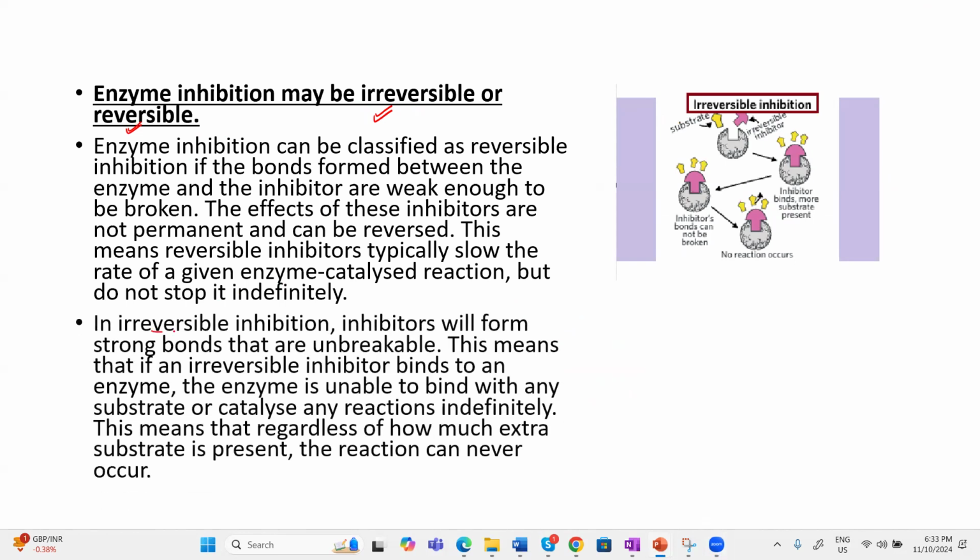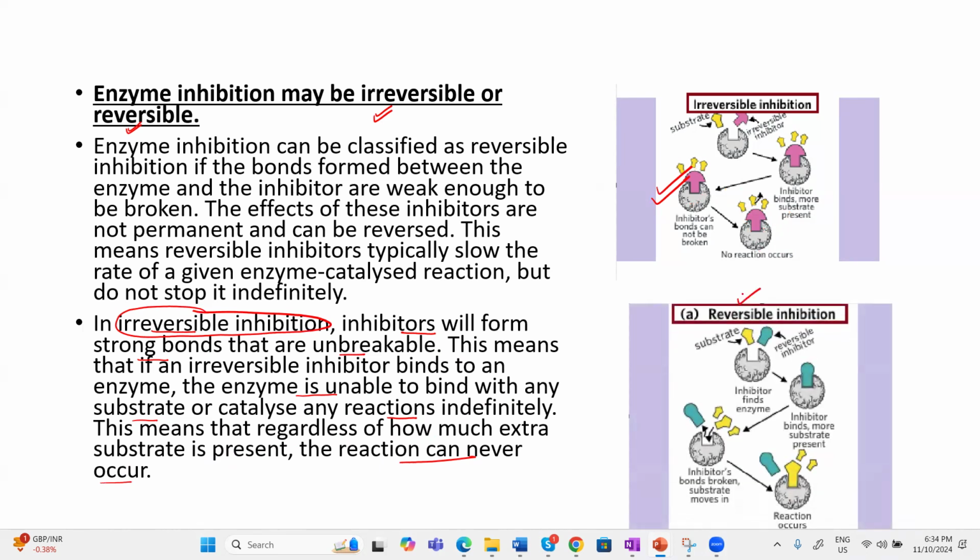So in irreversible inhibition, what will happen? The inhibitor will form strong bonds which are unbreakable. This means the enzyme is now unable to bind with any substrate and the reaction cannot move forward. Whatever extra substrate is present, the reaction can never occur in the case of irreversible inhibition. Is it clear? Once the inhibitor binds, the substrate cannot bind, whatever amount of substrate you increase.